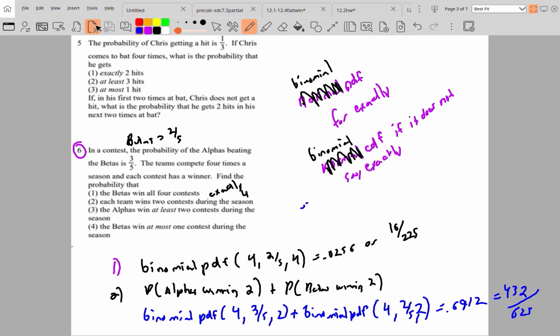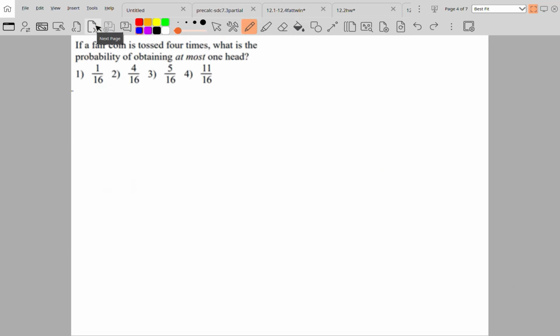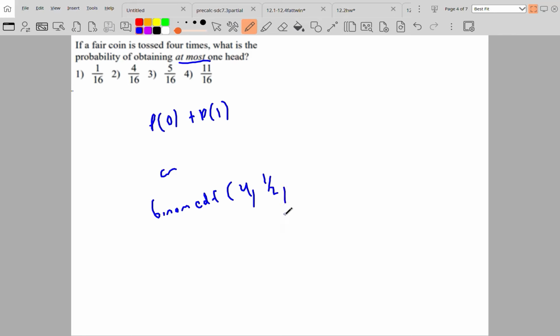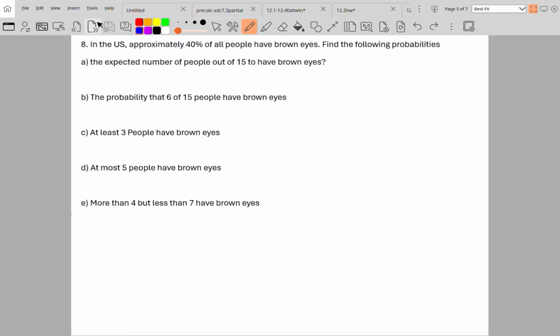All right. I don't want to do that one. Oh, at most, by the way, at most one head, you can do this with a probability of 0 plus the probability of 1, or you can use binom CDF. We have 4 trials. The probability of getting heads or tails is 50%, 1/2. And at most 1, you could do it like that. So pick your poison on that. It doesn't really matter. Let's see, I don't want to do that one. I want to save that for y'all.